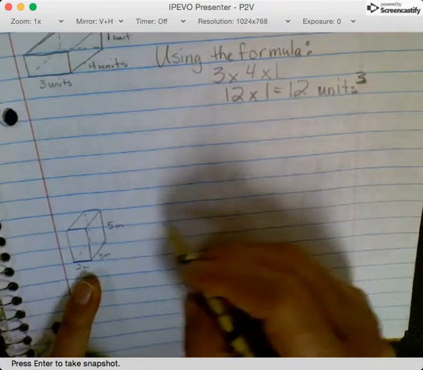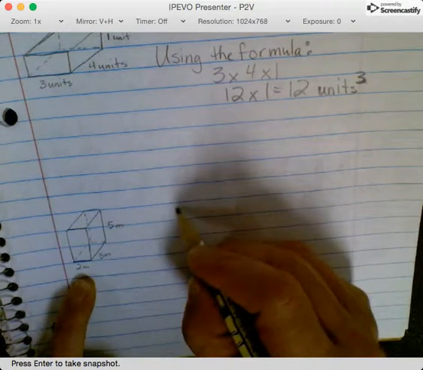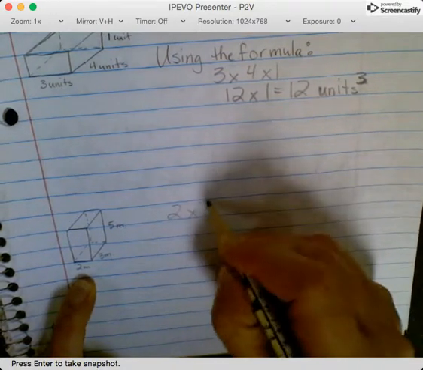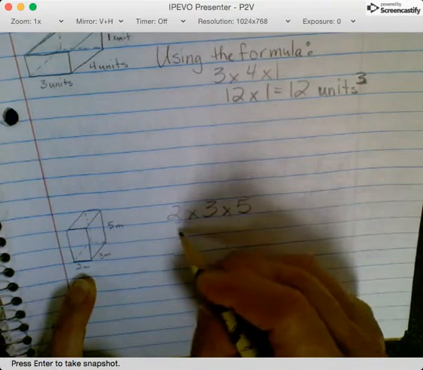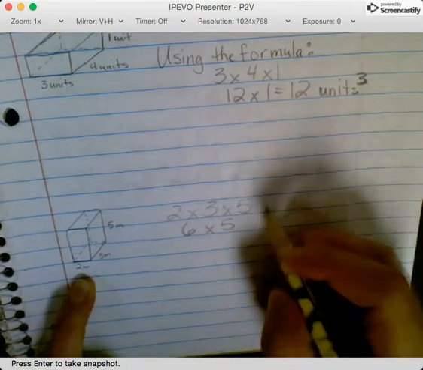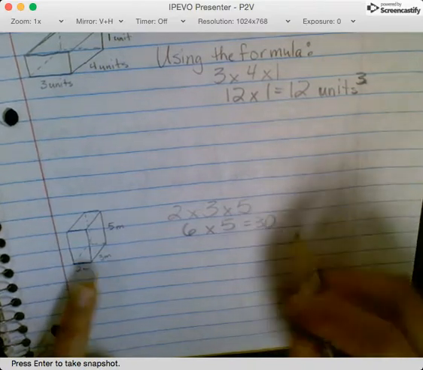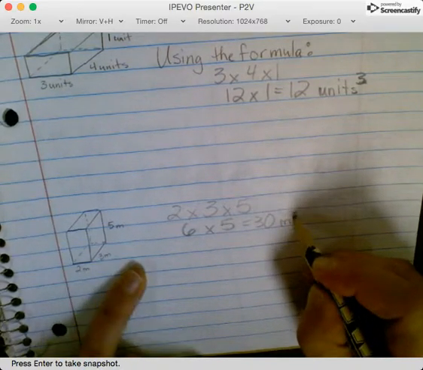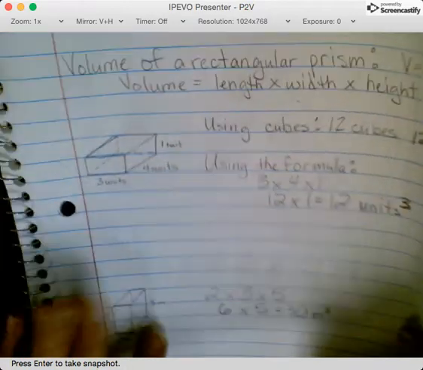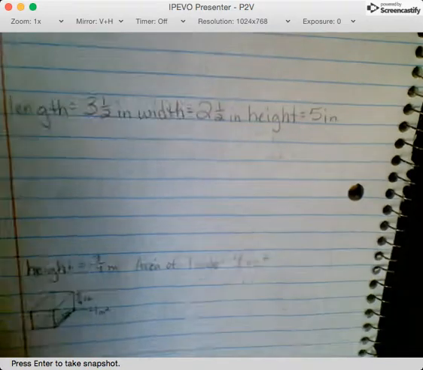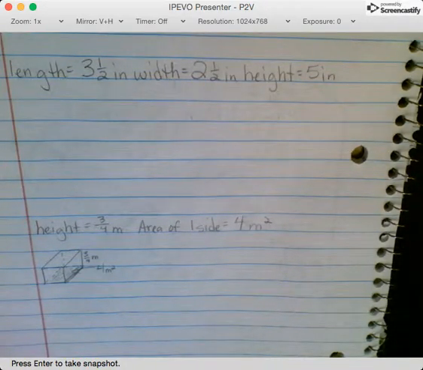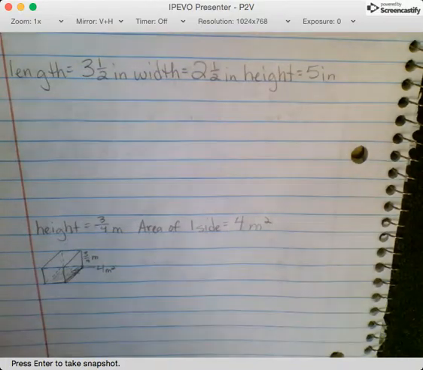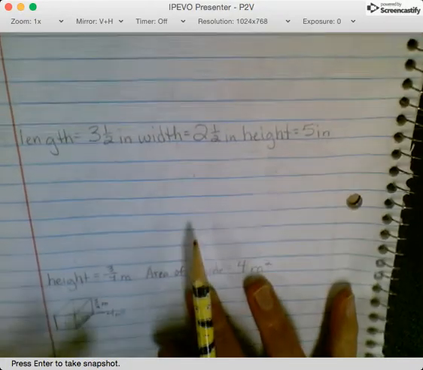Okay, let's use the formula for this one. So we have 2 times 3 times 5. So we have 2 times 3 is 6, and 6 times 5 is 30. And that would be 30 meters cubed. So this does go a little bit faster than when we practiced surface area, because surface area was a lot more complicated. It had a little bit more to it.